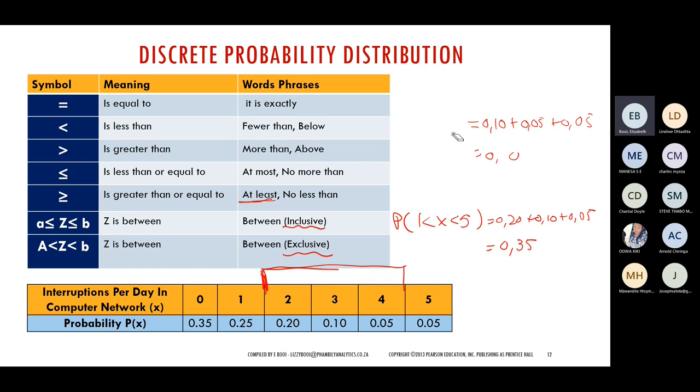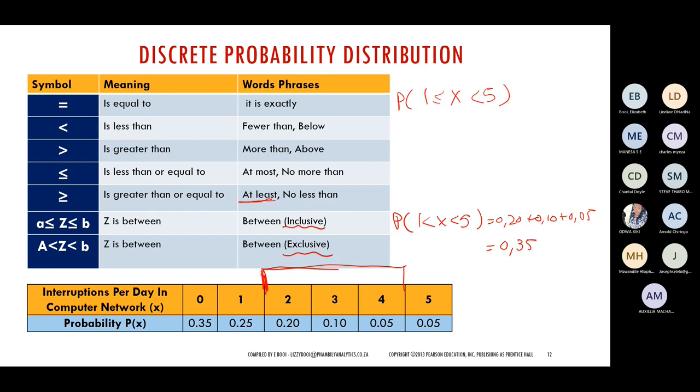However, what about this one? What is the probability that X lies between two values, 1 and 5, but X is greater than or equal to 1 and less than 5? It's got inclusive and exclusive. X is a value greater than or equal to 1, but also less than 5, and does not include 5. So it starts from here and must go that way.